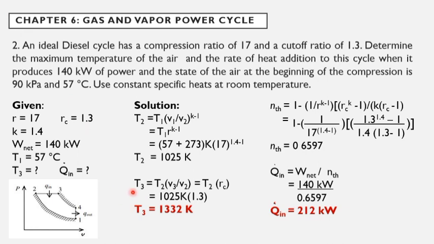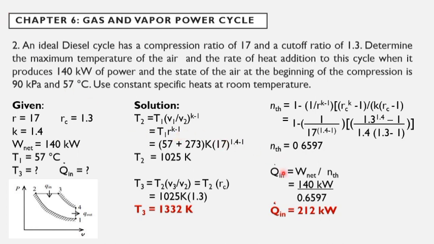So we will solve now the temperature 3 or the maximum temperature of the air by using this equation. Temperature 3 is equal to temperature 2 times the quantity of volume 3 over volume 2, or also known as the cut-off ratio. So we have temperature 3 is equal to 1025 Kelvin times the cut-off ratio, which is 1.3. So the maximum temperature of this diesel cycle is 1332 Kelvin.